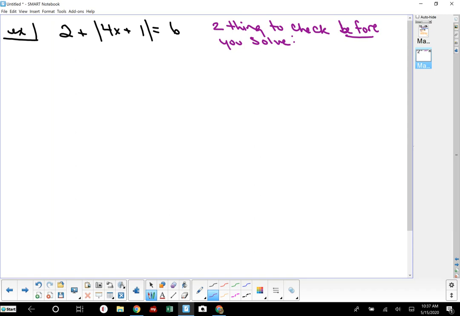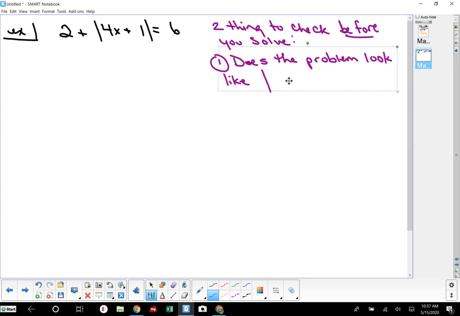The first one is number 1. You need the problem to be set up right. So does the problem look like absolute value bars equal some number? And we'll be more specific. That some number has to be 0 or positive. Okay, and here's what I mean.